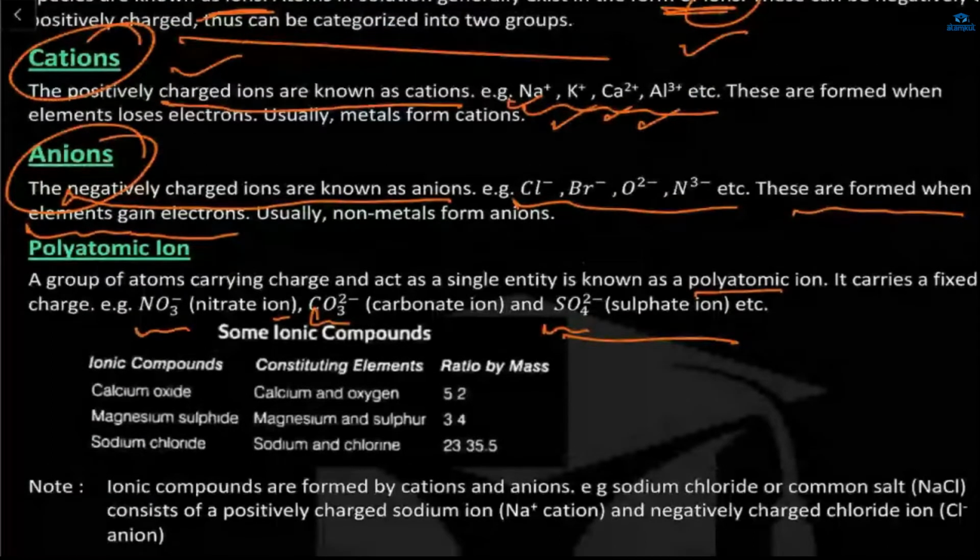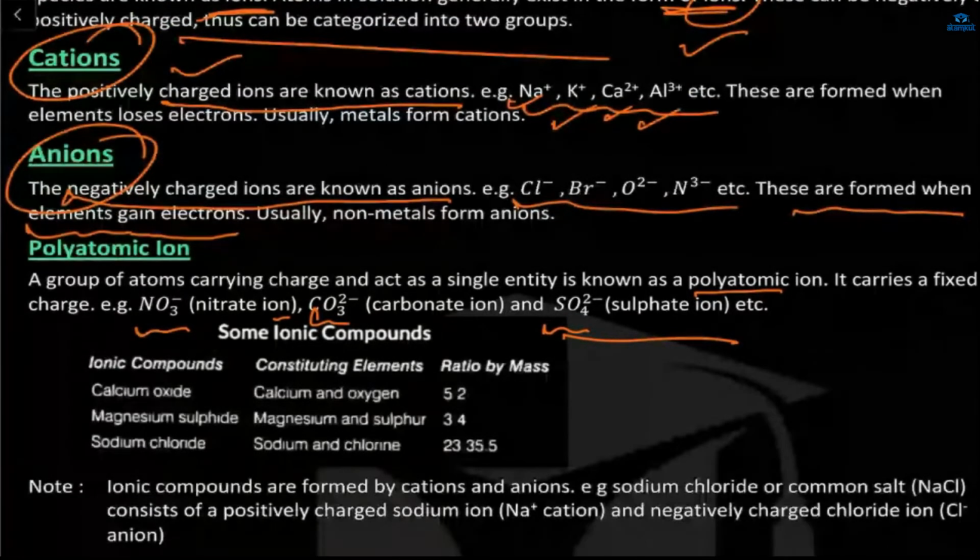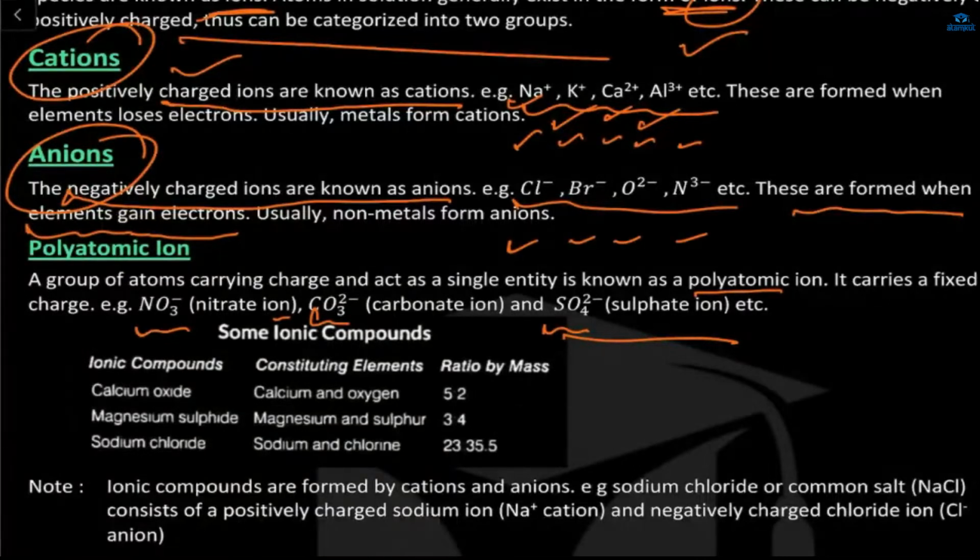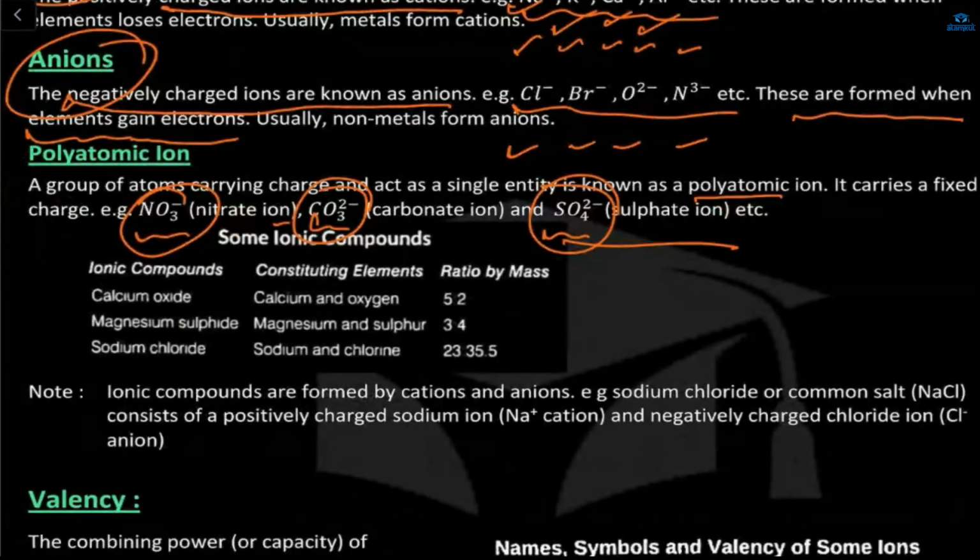And here we are not writing Na+ O- or K+ O-. No, here only a single one is there. A single element: sodium, potassium, calcium. Here also a single element: chlorine, oxygen, nitrogen. But in polyatomic ions, we are writing a group: NO3 -, CO3 2- or SO4 2-. Okay. So these are known as polyatomic ions, where poly means more than one.